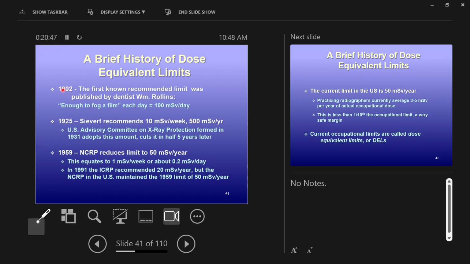In 1902, you guys hopefully remember the dentist named William Rawlins. His statement was, you should limit your amount of exposure to the amount that would cause fogging on a piece of photographic film over 1 day. So if by the end of the day, your photographic film became fogged, keep it near you while you're working, right? Your photographic film became fogged. He said, all right, you had too much exposure that day, get less the next day, okay?